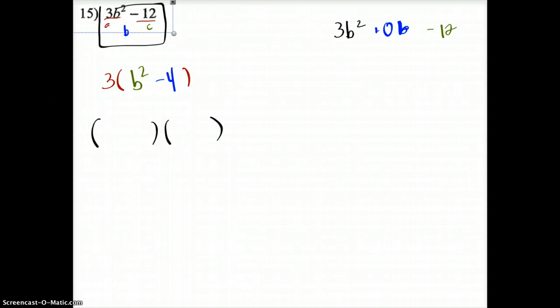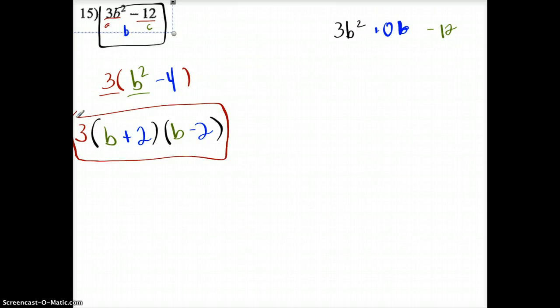Then, once we're done, we have these two parts, b squared, which should be here and here. So b squared, there it is. And then negative 4 is going to be here and here. 2 and 2. 1 plus, 1 minus. Don't forget this factor in the very beginning. 3. Done. Wow, that was super easy.